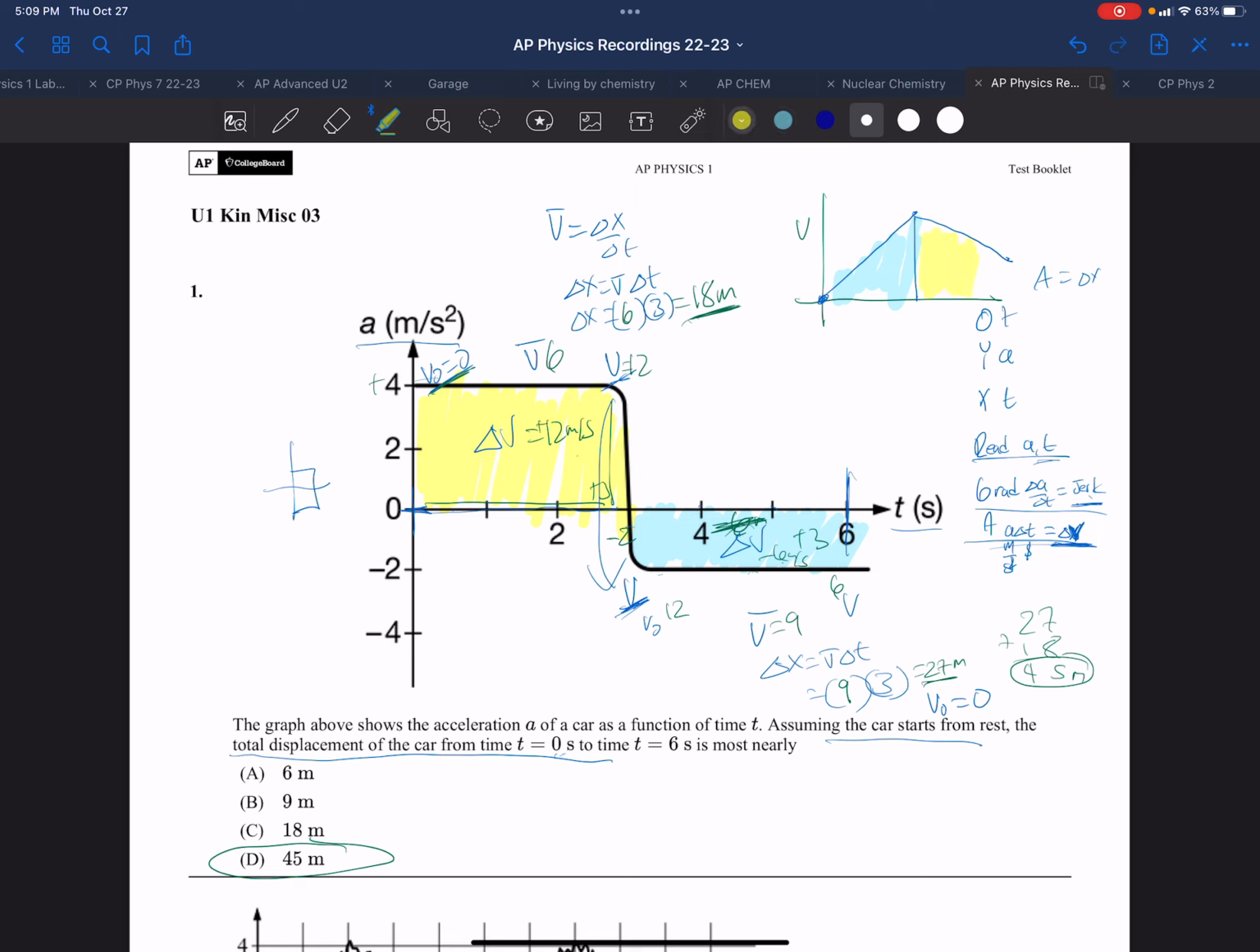So the object is still moving forward even though it's slowing down. It's like a car has accelerated to its maximum and then it hits the brakes. It still continues to move forward, but it's slowing down. And that's what this represents, a negative acceleration.